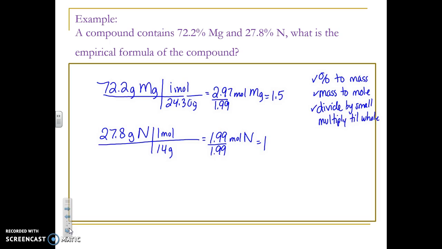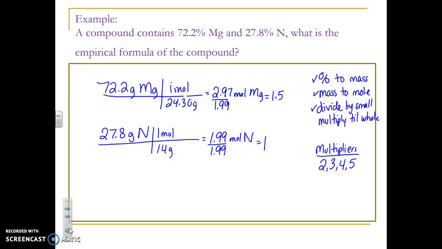In this case, we do have a number that is not a whole number, the 1.5 for magnesium. So we're going to have to find a multiplier. Now there's a couple things that you need to remember when you are talking about multipliers. If your number is 0.1 or lower, you can just round down. If your number is 0.9 or higher, you can just round up. Any other number, you're going to have to find a multiplier, and those are going to be either 2, 3, 4, or 5.